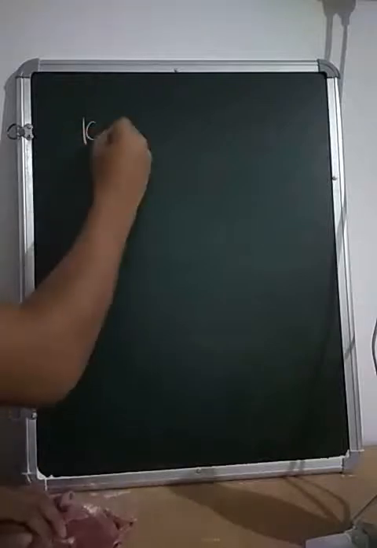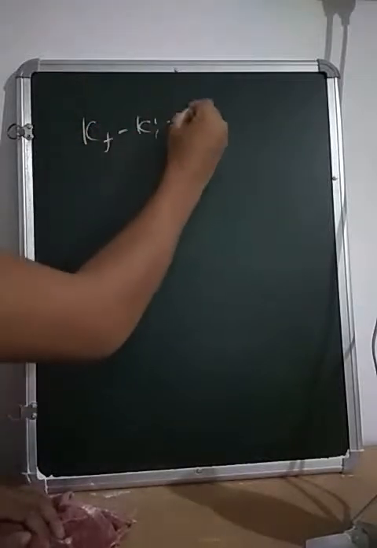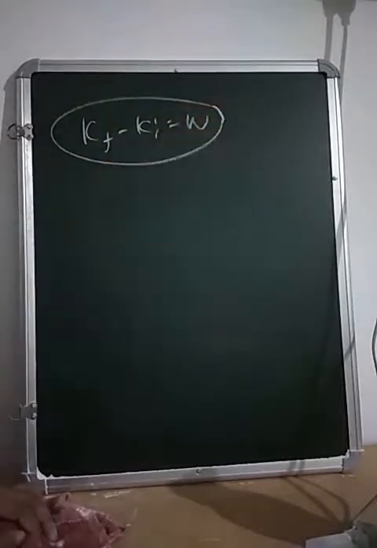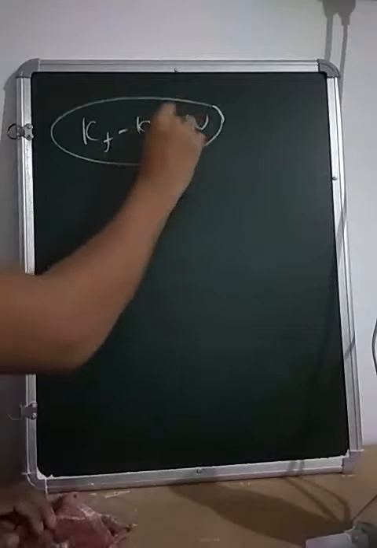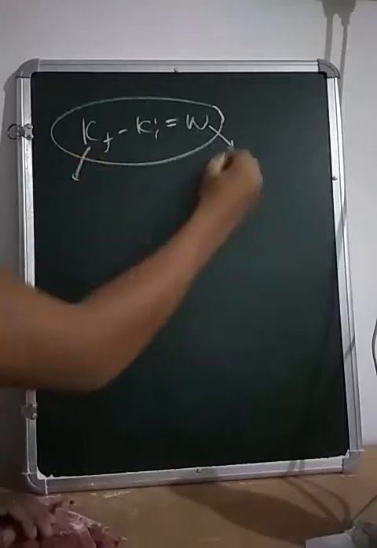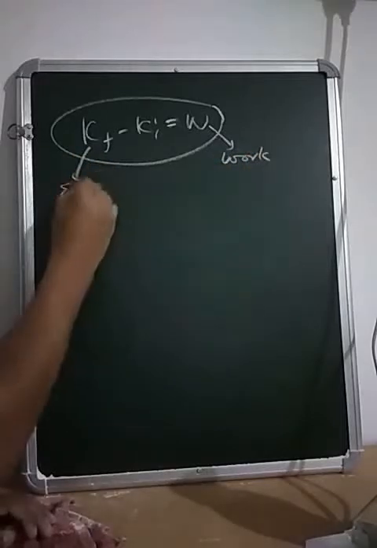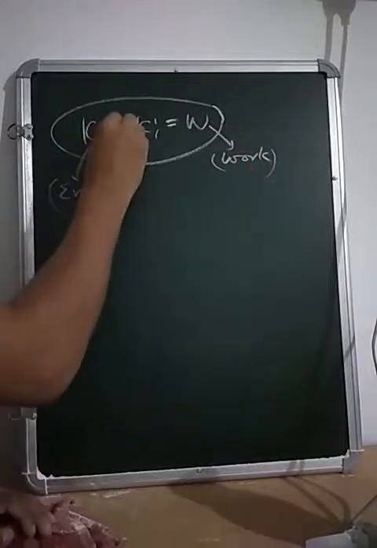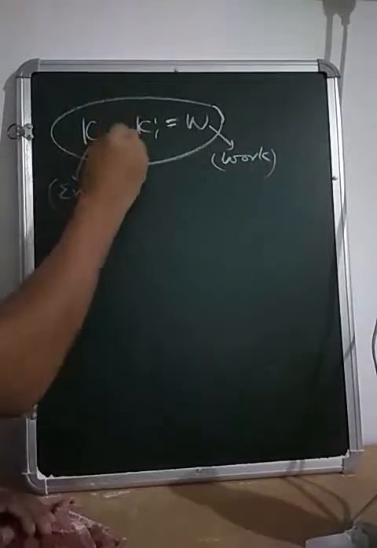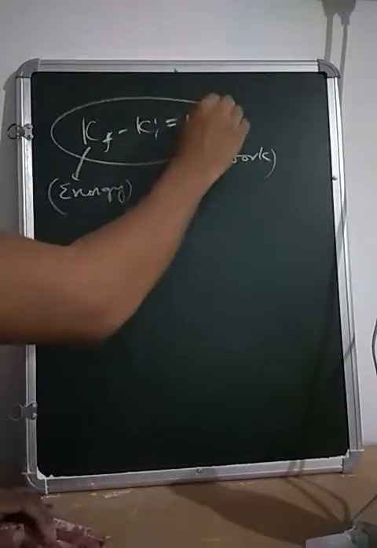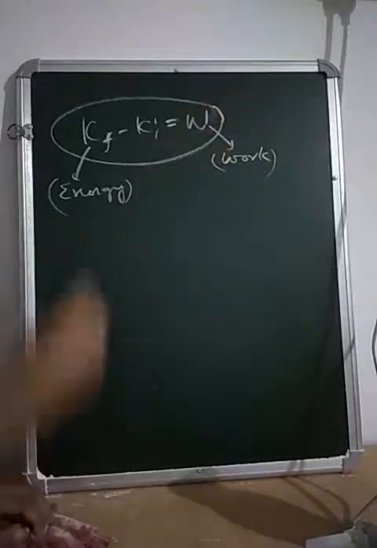See, K f minus K i is equal to W. In this theorem there are two physical quantities which are related, or combined. The first one is work and the other is energy. In this theorem, work and energy, which are two different physical quantities, are combined in a single law by some physical law.